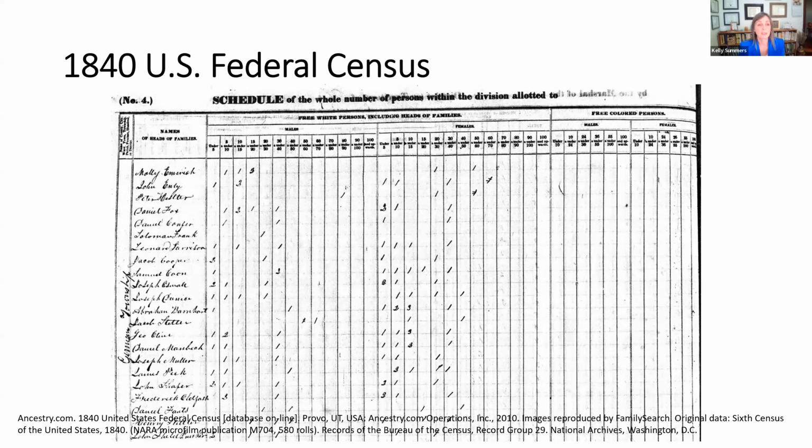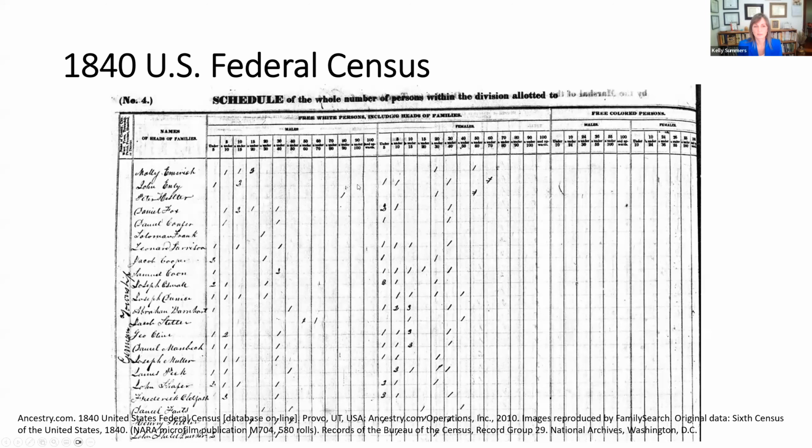Okay, 1840 census. And you can see here we have similar, more columns again. We have the males here. This whole section includes free white persons, females, and then we have free colored persons over here. So let's go to the second entry here. We have John Enley, and we have a male under the age of 5. It looks like we have 3 there that are between 10 and 15.